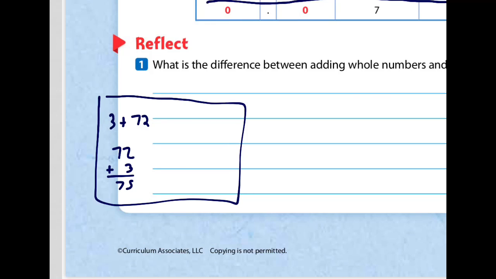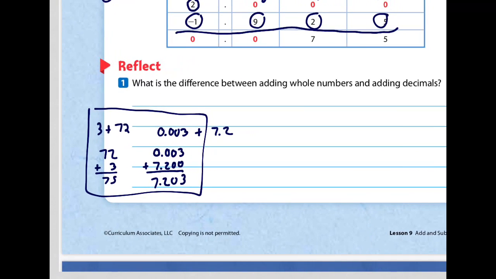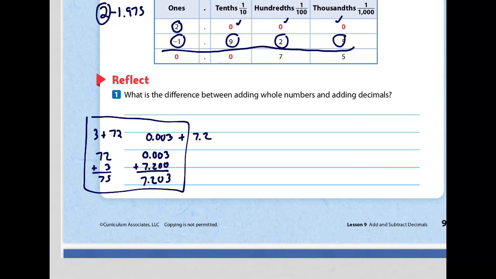But if you had 0.003 plus 7.2, you would add them slightly differently. 0.003 plus 7.200. And you would get a different answer. All right, so now think about that when you're writing your reflection. You don't have to write this down. I'm just showing you here so you can think about it. But the question says, what is the difference between adding whole numbers, which I did here, and adding decimals? This should take about 2 to 3 sentences.